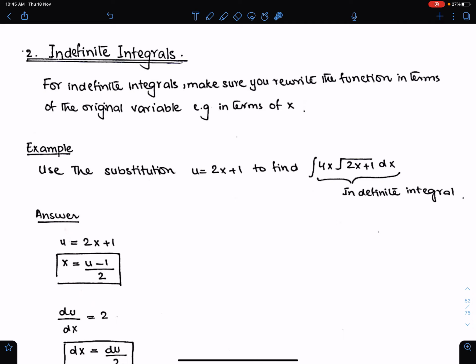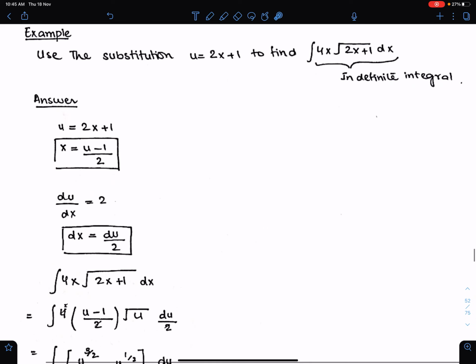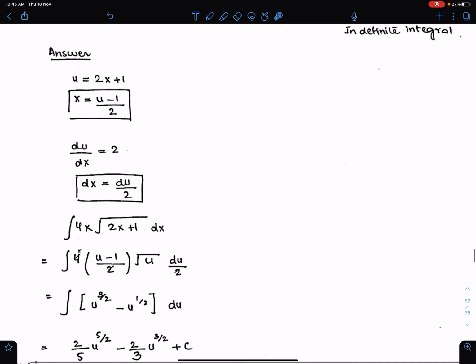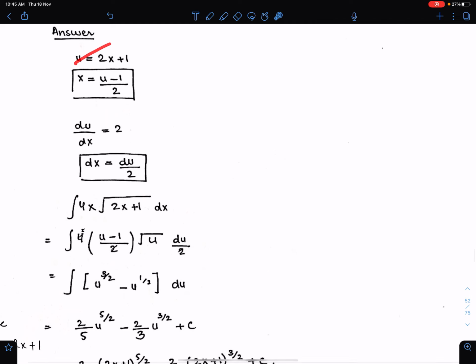So the question is, use this substitution, find the answer of this integral. This is indefinite integration. So two things are same. The given substitution is here, and by differentiating this u with respect to x, we have 2 here, and this is the value of dx. Make sure you always differentiate the given substitution for dx. Now substitute everything like this u and this dx into the given question.